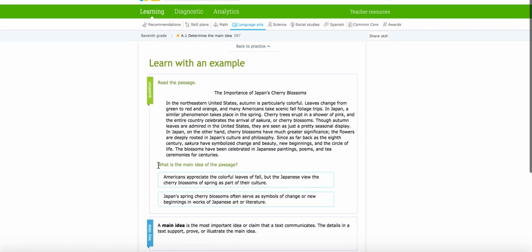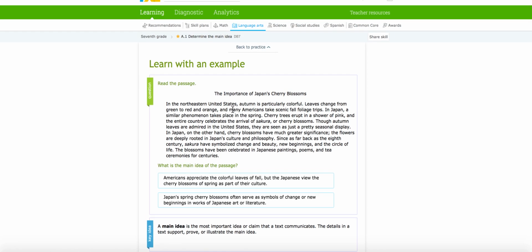Let's look at this question. The importance of Japan's cherry blossoms. So right away I should be thinking, what's the topic? The topic is probably Japan's cherry blossoms.